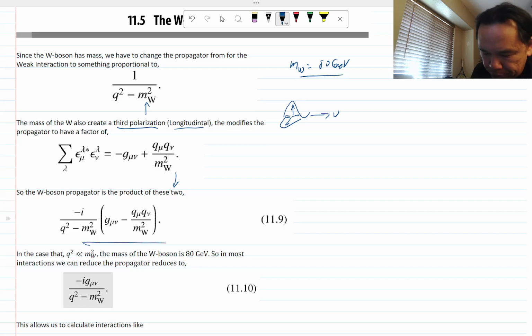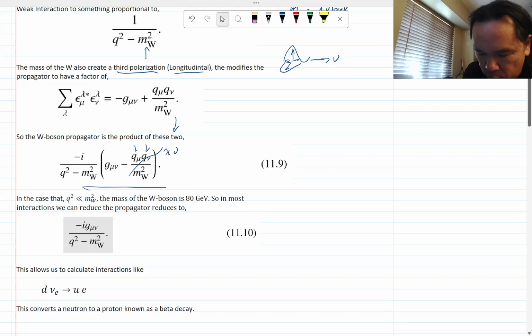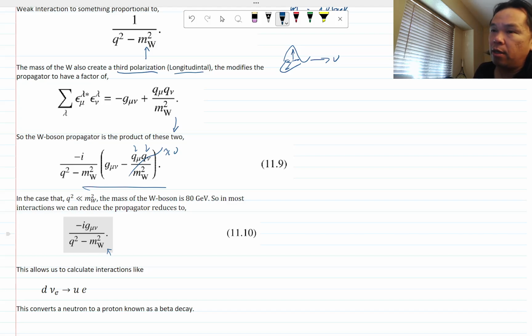Okay, so since the mass of the W boson is much bigger than Q squared usually, this equation can actually get reduced, because this q mu q nu multiplied together is going to be fairly small. So what you can do is basically approximate this term to be approximately 0. And that way the weak force propagator is basically just going to be negative i g mu nu divided by Q squared minus the mass of the W boson squared. And this is typically what you're going to see in most cases when you're doing calculations for the weak force.